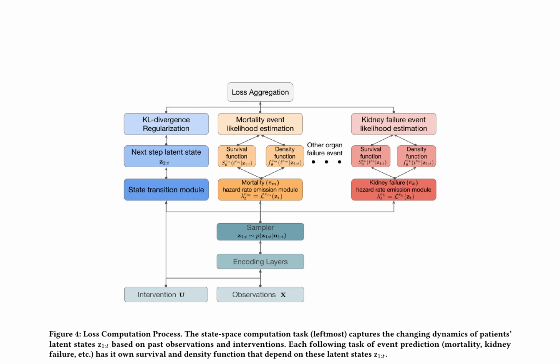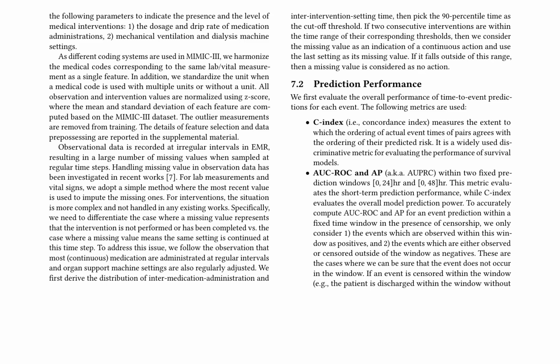It involves harmonizing medical codes corresponding to the same lab and vital measurements, standardizing units, and normalizing values using z-scores. Outlier measurements are removed from the training set to prevent skewing the model's predictions. Missing values in observational data are imputed using the most recent value, while missing intervention values are differentiated based on the distribution of inter-intervention times and their corresponding thresholds. This ensures that the model learns meaningful patterns from the available data without being biased by incomplete information.